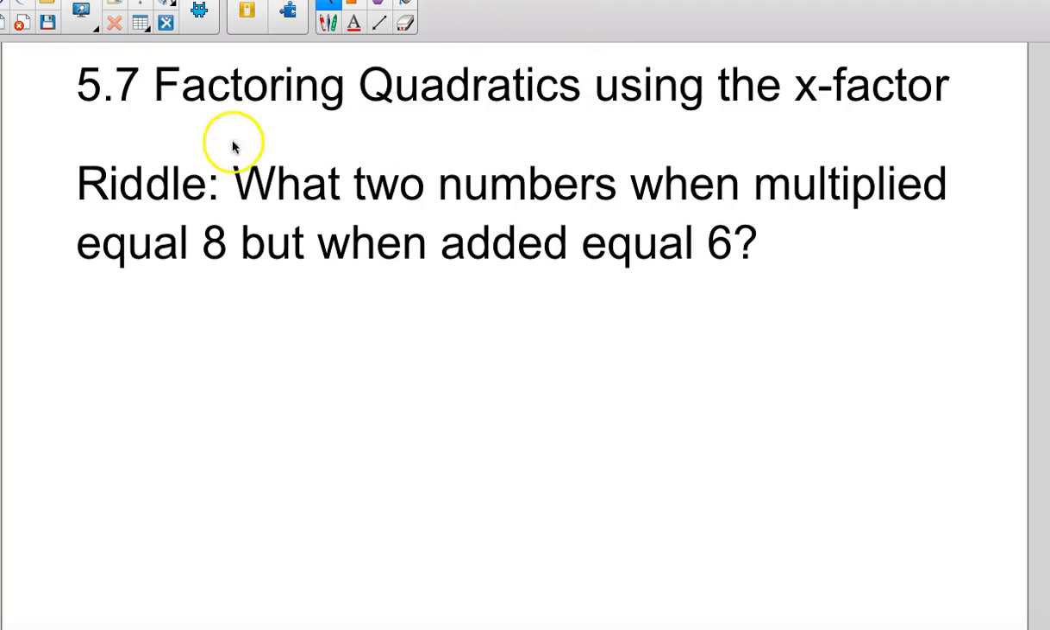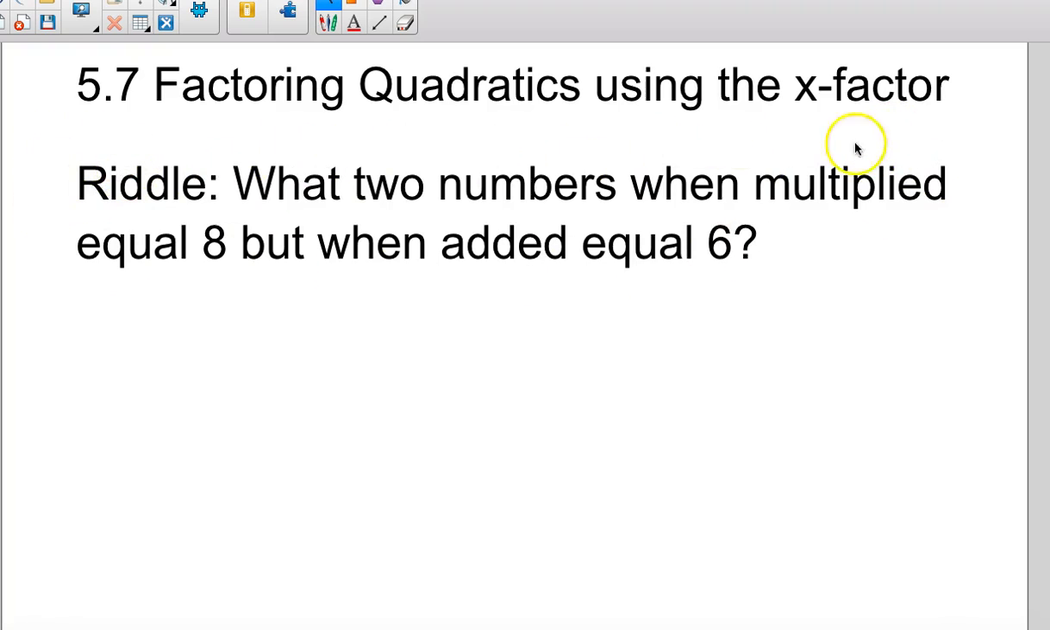So today we're going to talk about factoring still, but we're going to be factoring quadratics. So write in your notes 5.7, factoring quadratics using the x factor. Now this is a different method and this is a different type of quadratic you're going to be faced with.